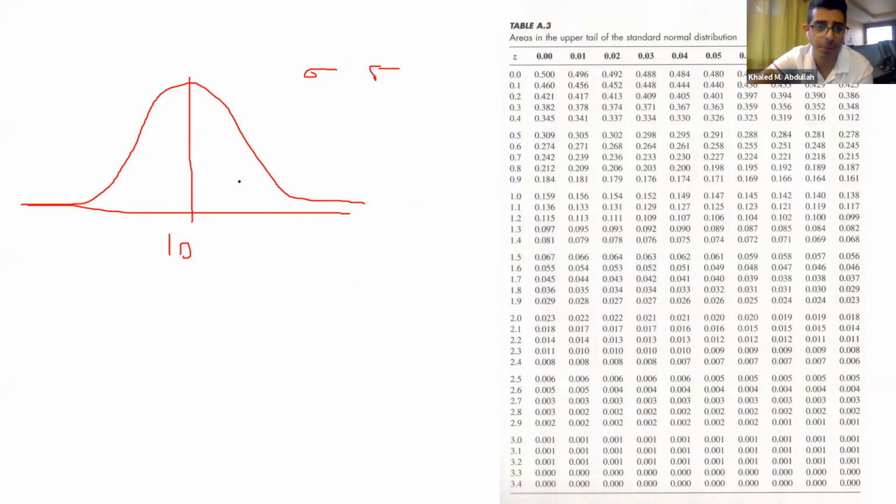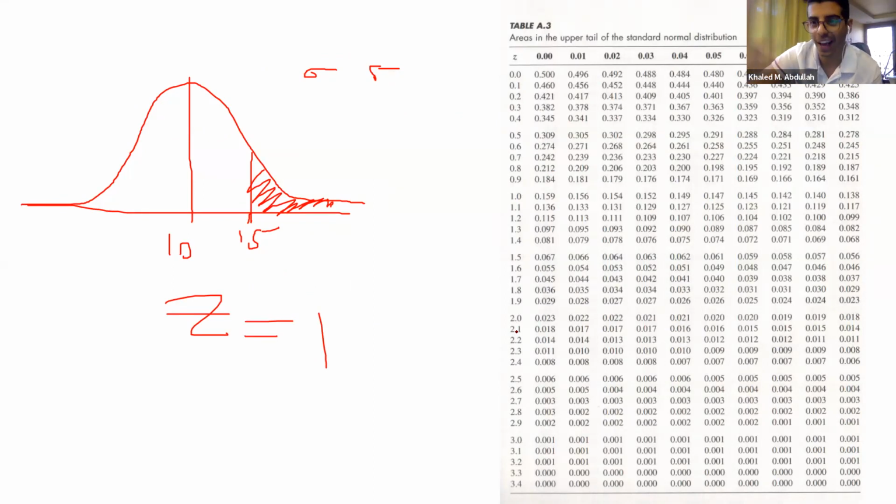So here's what the guy asked me. He said, what's the chance of getting 15 or anything more than that? So I'm going to say, 15. Well, that is going to be 1 standard deviation. So Z equals 1, right? You all agree that Z equals 1, because Z is the number of standard deviations. So if we go to 1.00, we get 0.169. The beauty with Z and what it finds, I'll explain to you. Z is the number of standard deviations.